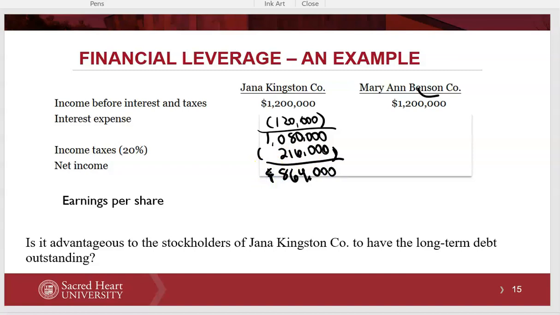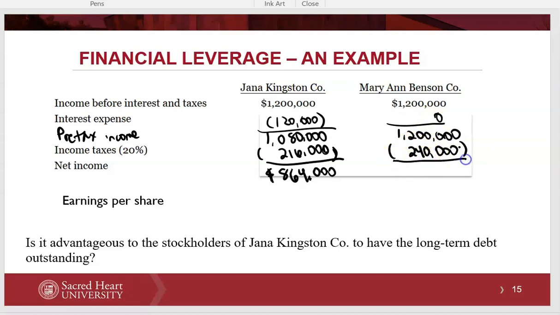Marianne Benson, on the other hand, has no long-term debt, so therefore it has no interest expense, and its pre-tax income is of course going to be 1.2 million. Income tax expense is going to be 20% of pre-tax income, or 240,000. And so Marianne Benson Company's net income is going to be 960,000. So clearly we can see that Marianne Benson has higher income here.